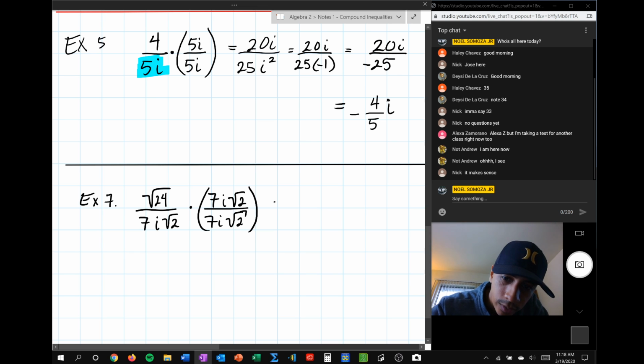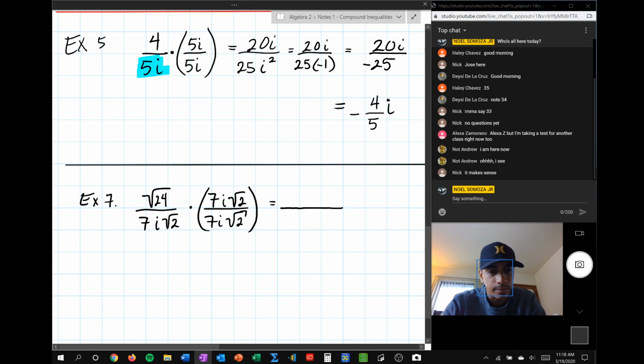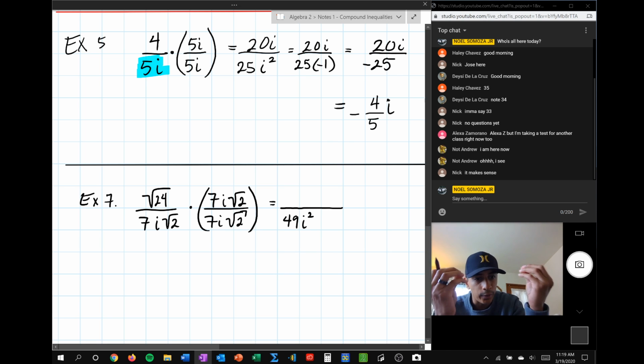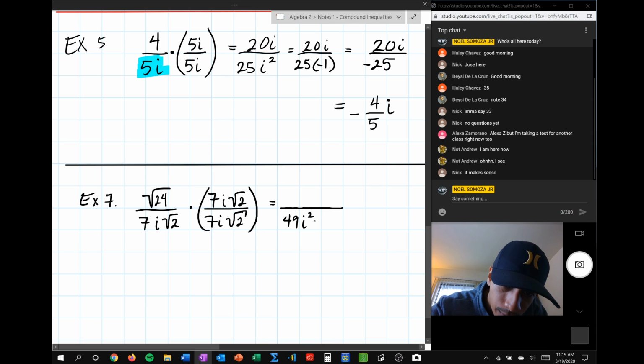Okay, so now let's focus on the denominator first, because that's where we get to clean up most of it. Okay, 7 times 7, that's 49. So we get 49. i times i, that's going to be i squared. And then square root of 2 times square root of 2, remember, when they're both inside the square roots, you can multiply the inside numbers together. So then we get the square root of 4.